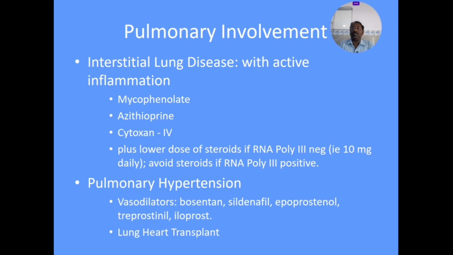And steroids are the sheet anchor in all the autoimmune diseases; here also it is applicable. For pulmonary hypertension, you can use vasodilators, like sildenafil, a very commonly used drug here. And lung or heart transplant is not possible in all the population.